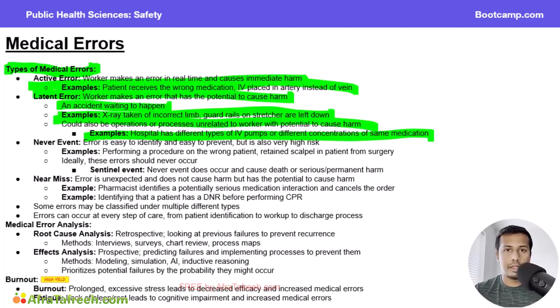The next type of medical error that we need to know about is a never event. And this is a little bit intuitive. It's exactly what it sounds like. This is an error that is easy to identify, it's easy to prevent, but it's also very high risk. So these are the things that's a never event. Ideally, this should never be happening.